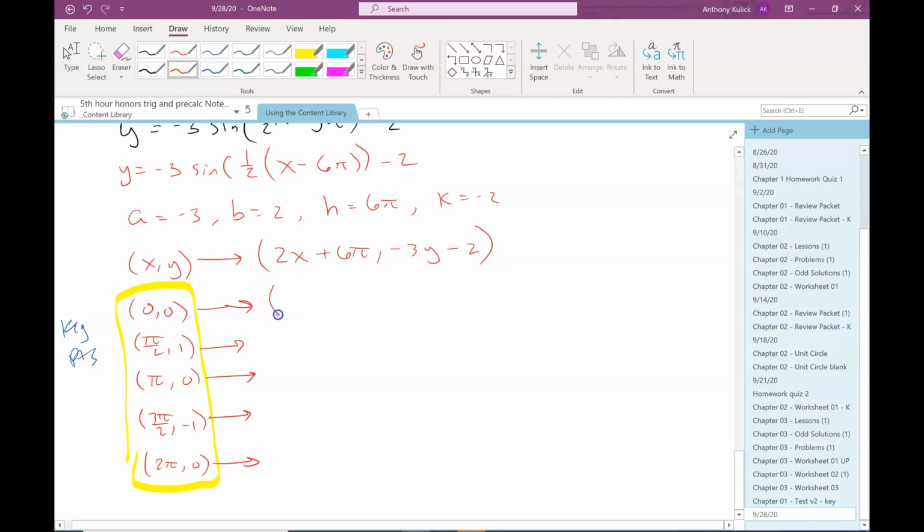So now I'm just going to plug them in. When I plug 0 in for x, I get just 6 pi. When I plug 0 in for y, I get -2. When I plug pi over 2 in for x, I get pi, and then plus 6 pi is 7 pi. And when I plug 1 in for y, I have -3, and then -2 is -5. Everybody so far so good with how I'm doing this? Okay, I'm just going to write down the rest of them rather than saying it out loud.